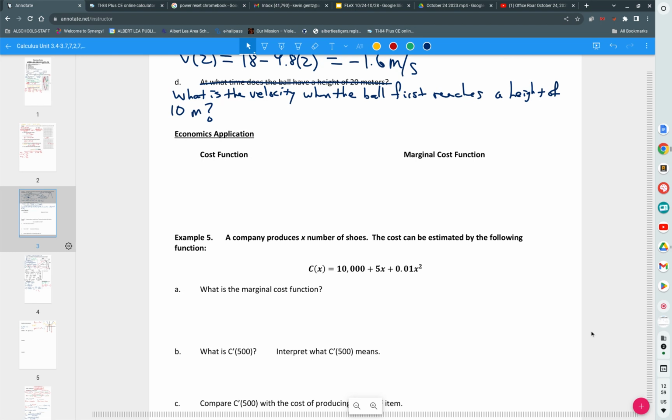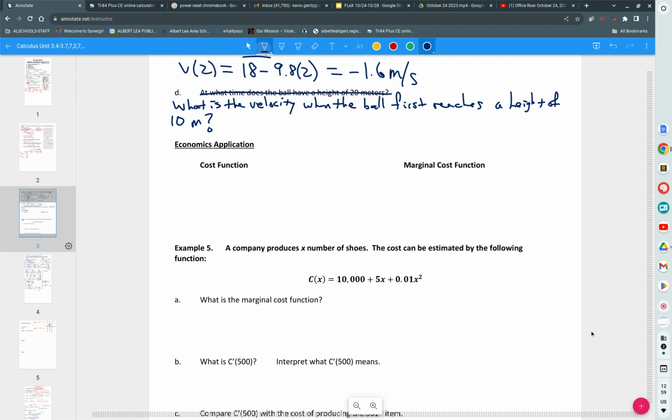So I'm going to set this up. When is 10 equal to 18t minus 4.9 t squared? Now obviously you're using your calculator in this situation. Can we make the problem nice and easy? You're trying to solve a quadratic. It's nice to just use the quadratic formula. 0 is equal to negative 10 plus 18t minus 4.9 t squared.